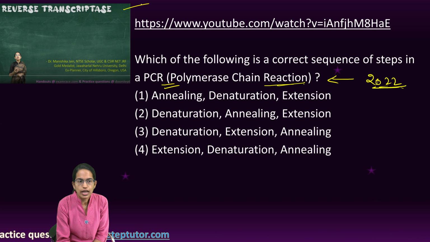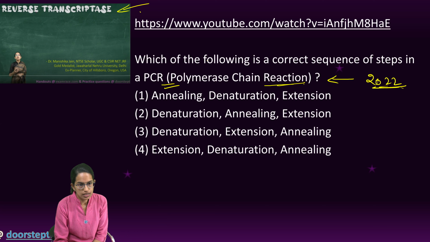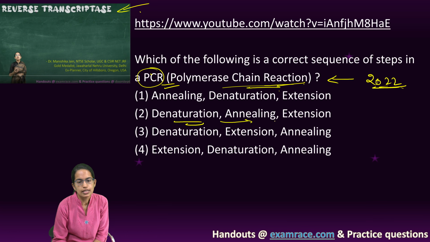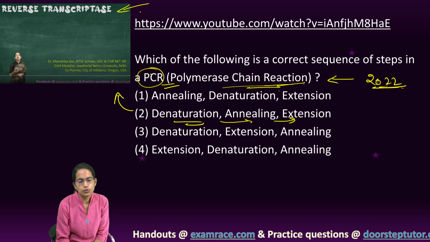Now, in this video, we have covered RT-PCR in detail and how PCR, the polymerase chain reaction, works. In the first round, it is denaturation followed by annealing and extension. The details you can check in the video.